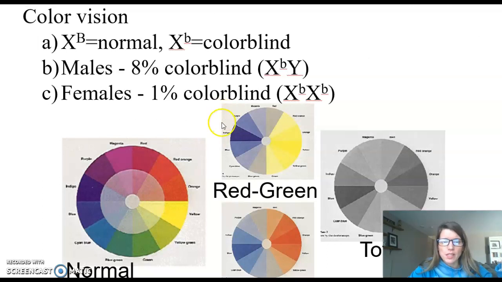This is just going back to that example before. We used X and the big B to represent normal. X little b is representing the colorblind. In our population, about 8% of our males are colorblind, so they would have this genotype makeup, X little b Y, and only about 1% of females are colorblind. Both of her X's, you'll notice, have to have that colorblind allele, or that lowercase b in this example, to be colorblind. If she has a big B, she has normal vision.